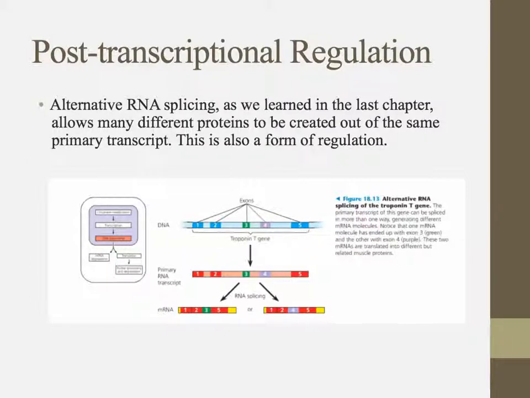So even after transcription occurs, regulation still happens. We're going to be looking at post-transcriptional regulation. Alternative RNA splicing, which we learned about last chapter, allows many different proteins to be created out of the same primary transcript. And this is also a form of regulation. So we see that from the same genome we get two different proteins, and depending on the environmental factors around, the cell will choose which one to go to, and this is another form of regulation.